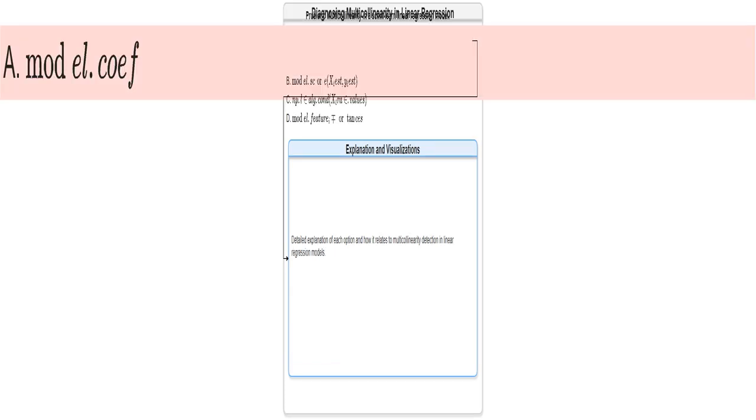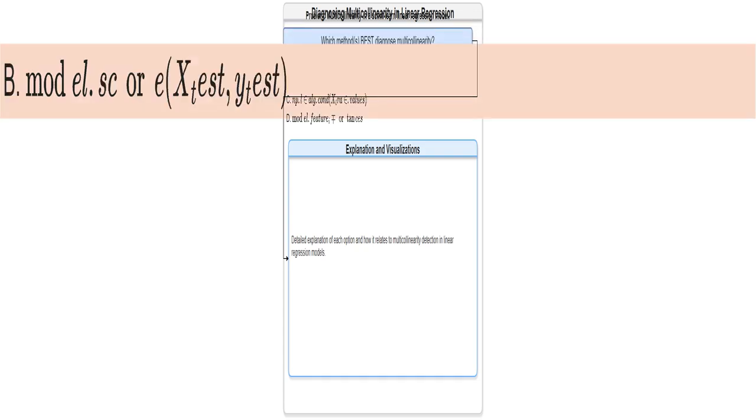This gives me the coefficients, the numbers that show how much each feature impacts the outcome. If I see some coefficients are huge and others are tiny, or if their signs are surprising, it could signal multicollinearity. It's not definitive, but it's a warning sign. This calculates the R-squared, showing how well the model fits the data. A high R-squared is generally good, but it won't tell me directly about multicollinearity. I could have a great fit even if my features are highly correlated.